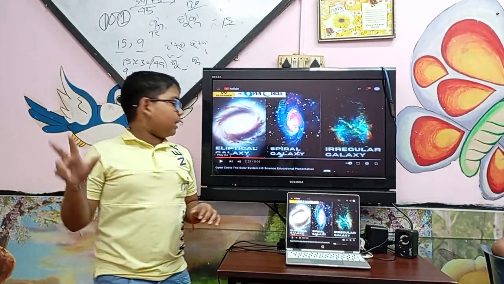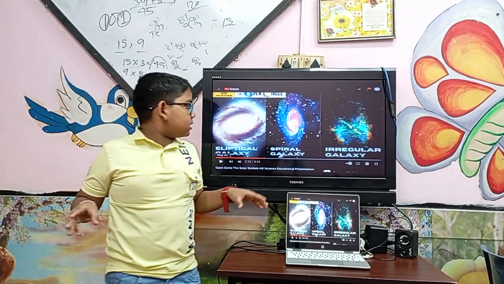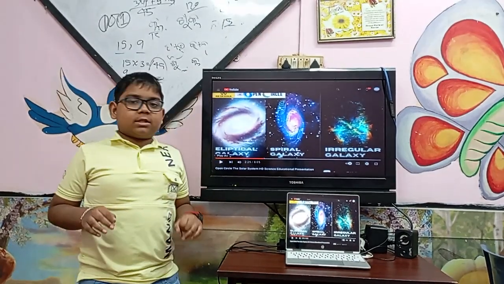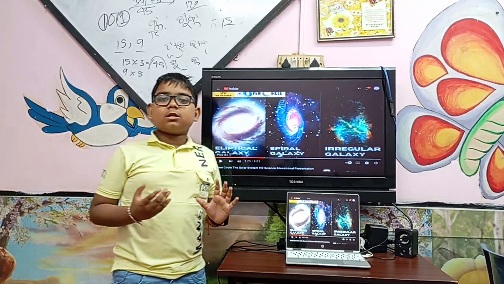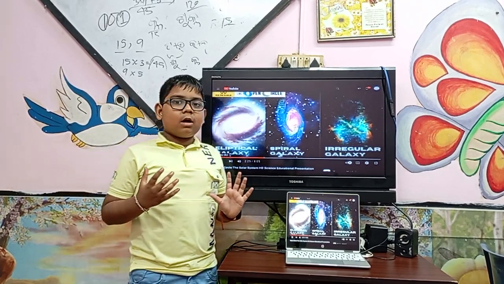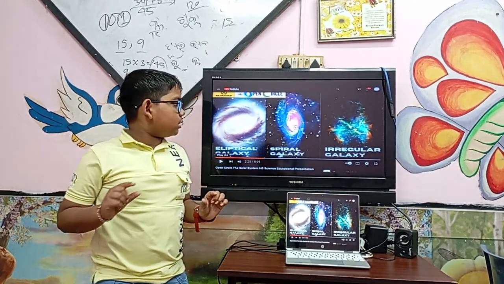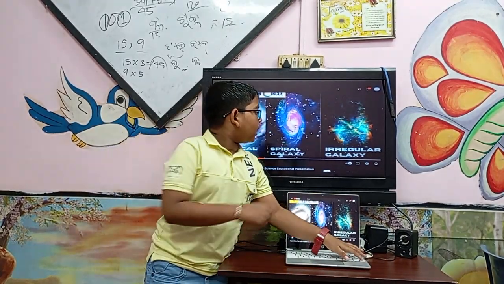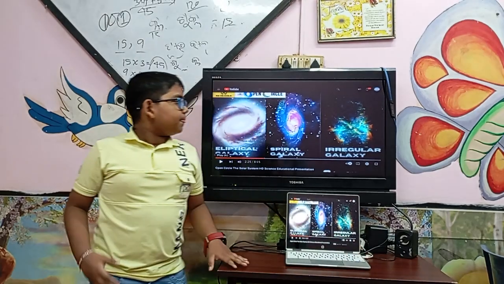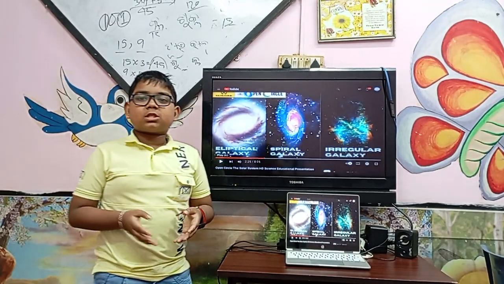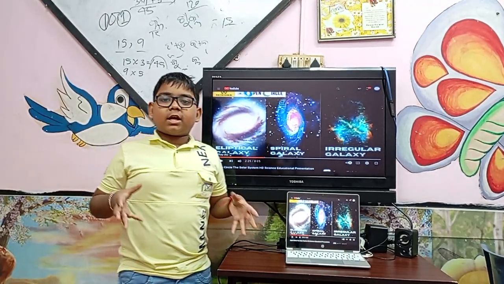Galaxies are of 3 types. One is the elliptical galaxy, which has no shape to its stars, and another is the spiral galaxy. The spiral galaxy is also an example of our Milky Way. It has spiral arms and one huge cluster in its heart. And another is the irregular galaxy. This is the galaxy where stars cannot stay in one place. They always move anywhere.